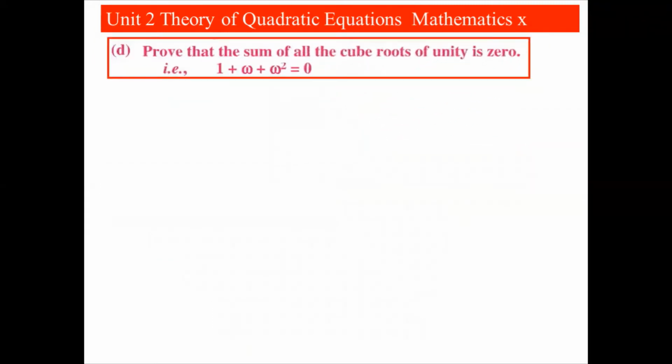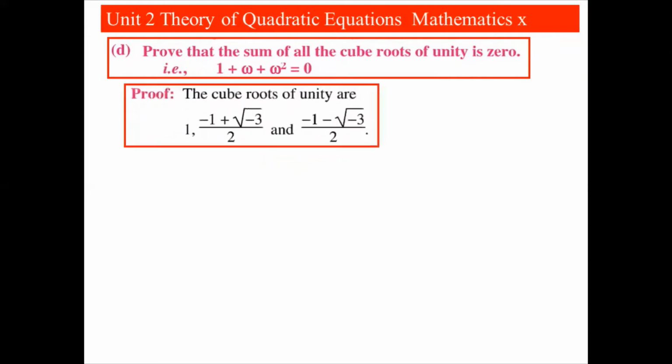Next, fourth property, prove that the sum of all the cube roots of unity is 0. That is, 1 plus omega plus omega square is equal to 0. And this property, you have to remember, because we use this property when we solve the exercise questions. So this is a very important property. The third property, that is omega cube is equal to 1, and this property, 1 plus omega plus omega square is equal to 0. These are the most important properties of the complex cube roots of unity.